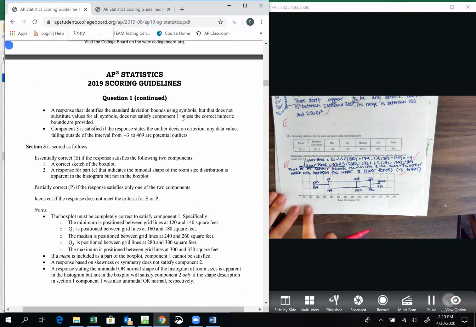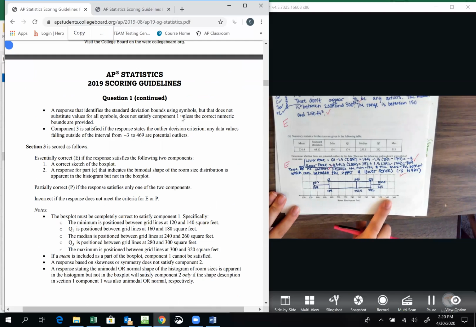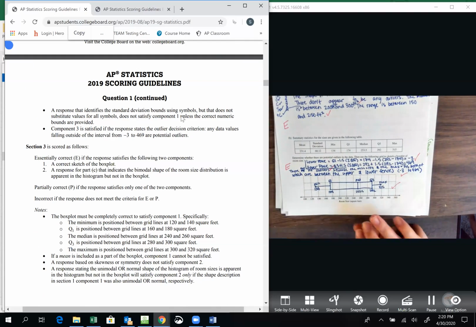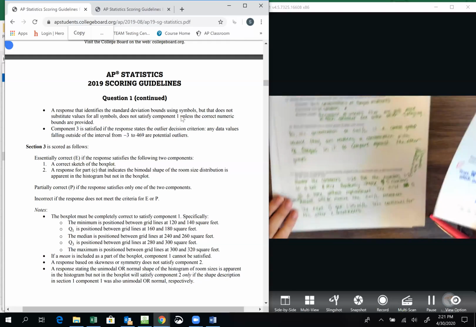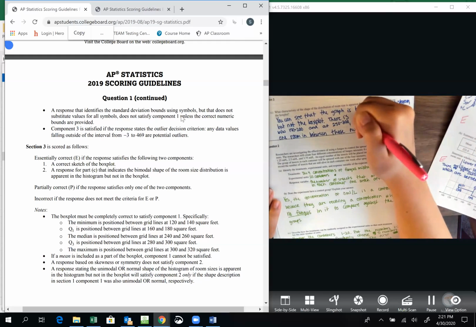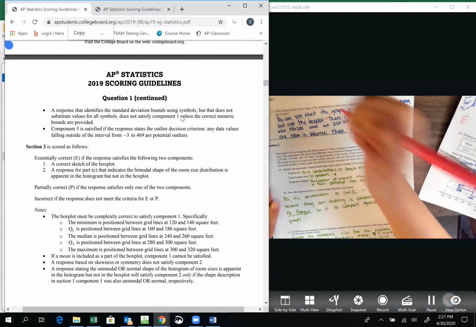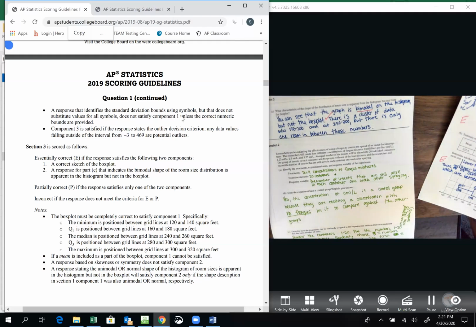A correct sketch of the box plot. So that was correct. It looked the same as the other one. Oh, it looks like part C is included in this. A response for part C that indicates the bimodal shape of the room size distribution is apparent in the histogram, but not the box plot. You can see that the graph is bimodal on the histogram, but not the box plot. And then I went on because that other one took off points. So I continued on that there's a cluster of data between 150 and 200 and at 250 to 300, but there's only one room between those numbers, but you didn't need to do that.